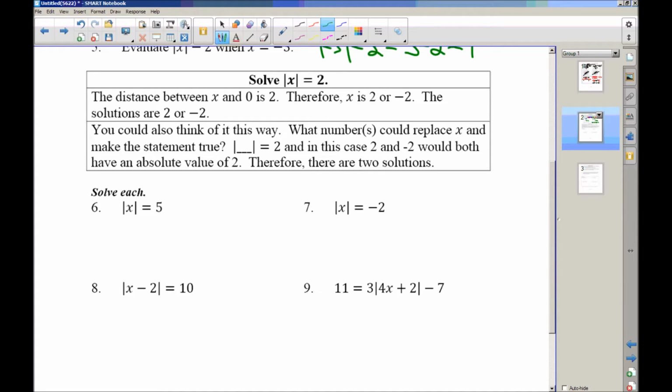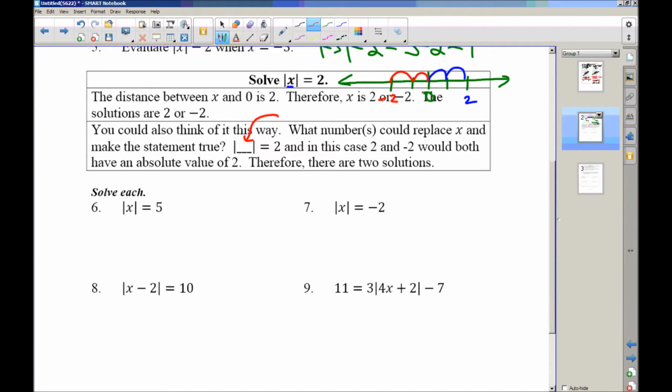All right, solve the absolute value of x equals 2. Okay, so the distance between x and 0 is 2. Therefore, x should be at 2 or it should be at -2. So let's take a look at this. So here's 0, and we know that the distance is 2 away. So our distance that x is away from 0 is 2 steps. So 1, 2. So x could have been at 2, or if we walk this way, x could have been at -2. And that's where we get 2 or -2.